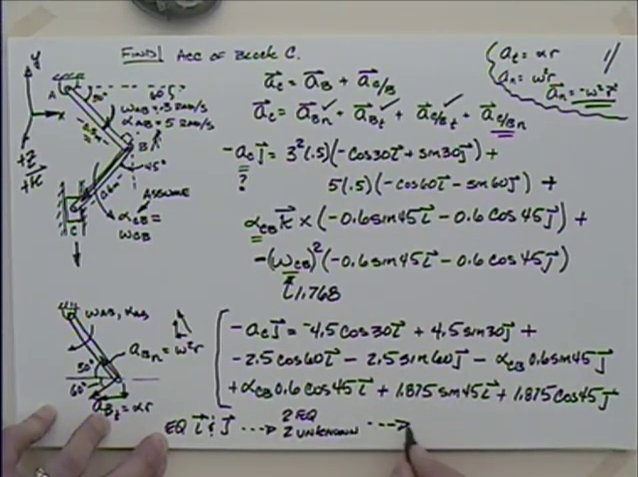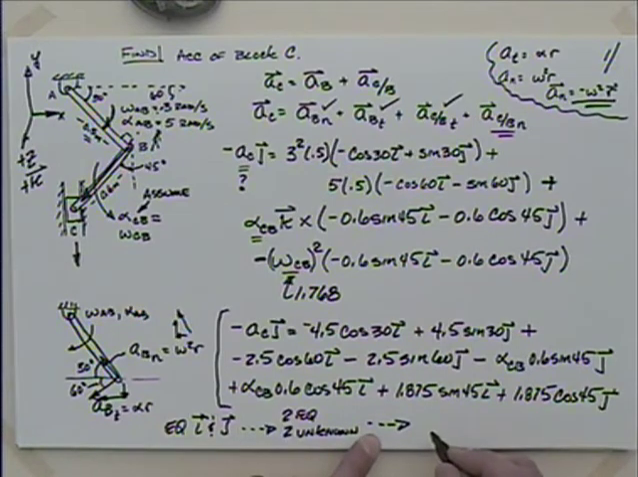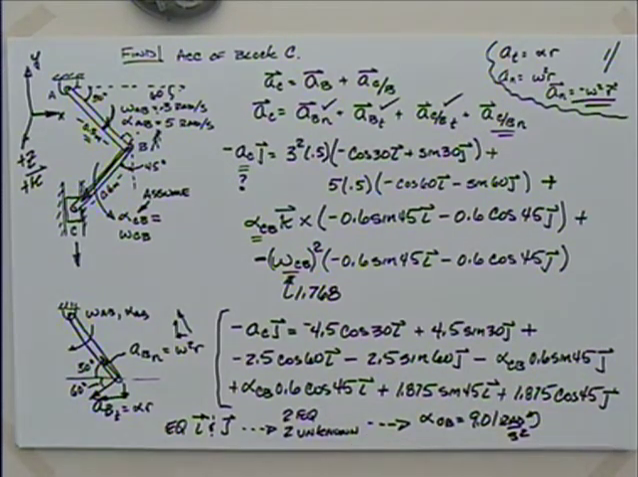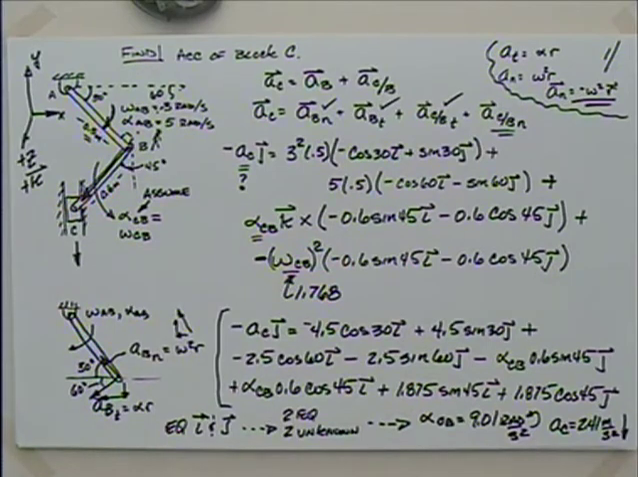With the two equations and two unknowns, you can solve for alpha CB. Alpha CB turns out to be equal to 9.01 radians per second squared. It's a positive number, so that means indeed it's going in the counterclockwise direction, we assume. And then last but not least, the acceleration of C turns out to be 2.41 meters per second squared. That's also a positive number, so which direction is that going? We assumed it is down, didn't we? So indeed it is going down. Okay.